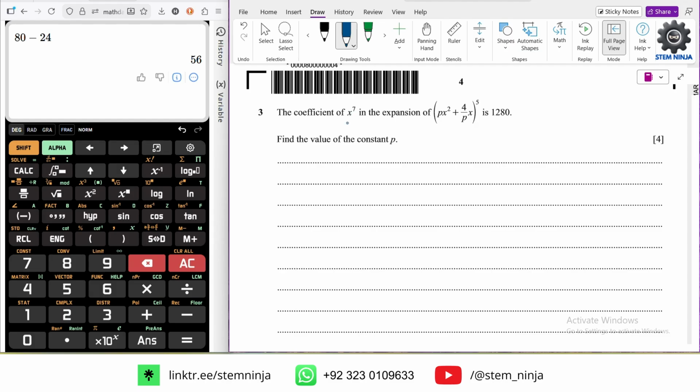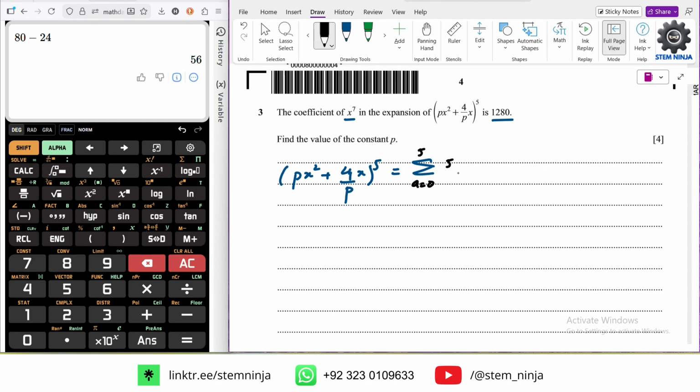Okay, so question number 3. The coefficient of x raised to power 7 in the expansion of this is 1280. Find the value of constant p. Okay, so according to the binomial expansion rule over here, it's going to be the sum from 0 to 5. No, sorry, not x is equal to 0. Let's call it a equals to 0 to 5.